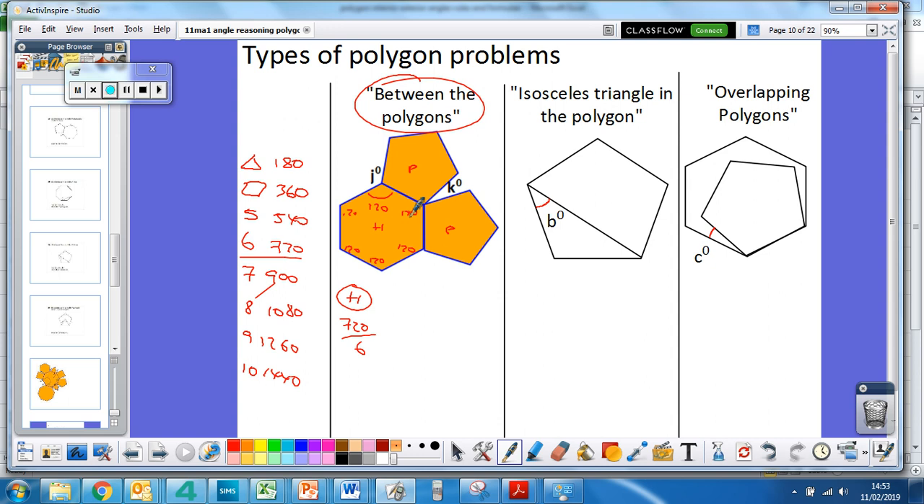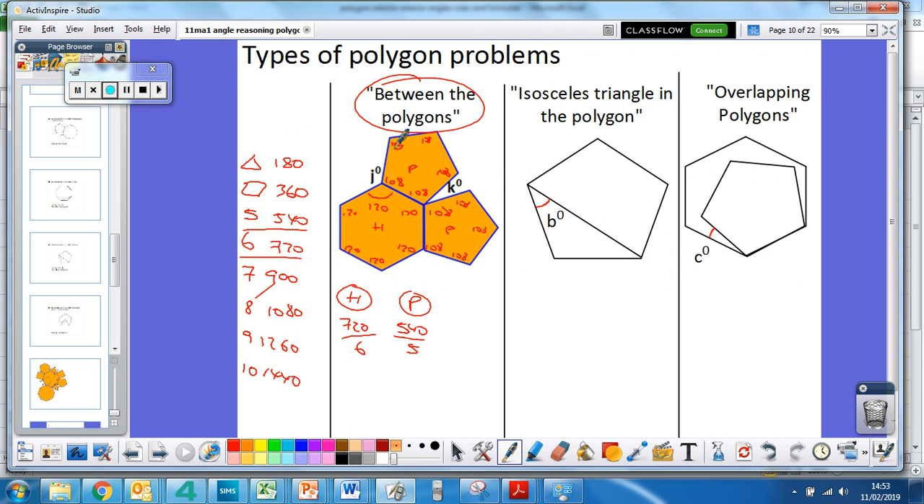If you then go to the pentagon, the pentagon over here has 540 as its total interior angles. 540 divided by 5 is 108. So you can fill that in on each of these pentagons, all the way round. It is a really useful thing to do. Once you've done that, you've got 2 marks on that problem, guaranteed.